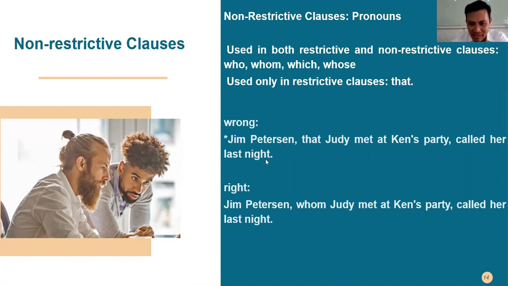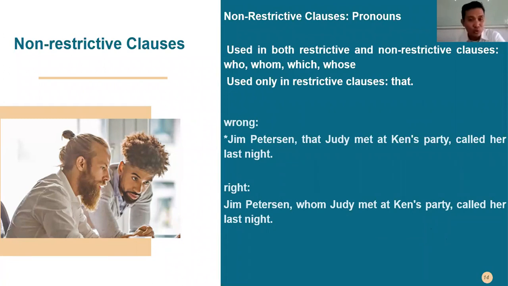Yes, the word that. We cannot use that here. Whom cannot be replaced by that. What should be here? Whom, right? Because this is non-restrictive, that cannot enter here. So the sentence should be: Jim Peterson, whom Judy met at Ken's party, called her last night. Understand? Yes, sir.